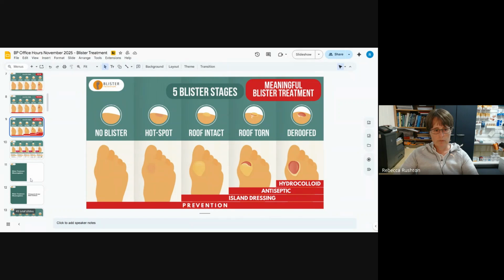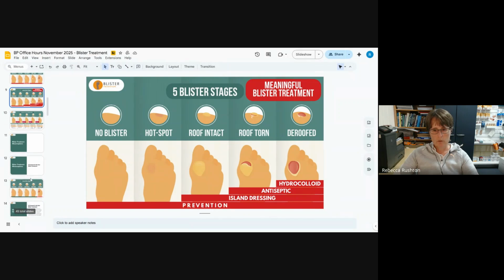So to put all that on one slide, this is what it looks like. Meaningful blister treatment is the first aid plus the prevention. And this is how it applies across the 5 stages. Make sense?